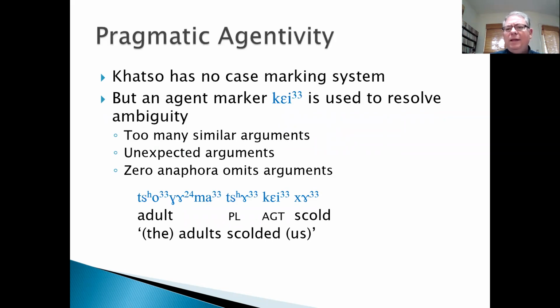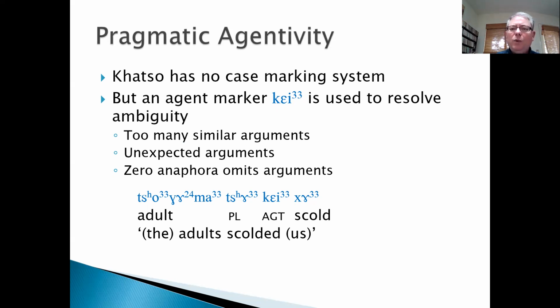Another phenomenon that should be noted in Khatso is what we call pragmatic agentivity. Some folks call this optional ergativity, but pragmatic agentivity better captures this notion, as Lapolla has talked about. So Khatso has no case marking system, although other Tibeto-Burman languages do have them, especially the ones you find in India and the Himalayas. The only thing that could look perhaps like a case marker is gay, and this is used to mark agents in a clause. Now, it is not mandatory at all. It is only used to resolve ambiguity wherever a speaker thinks that there may be ambiguity.